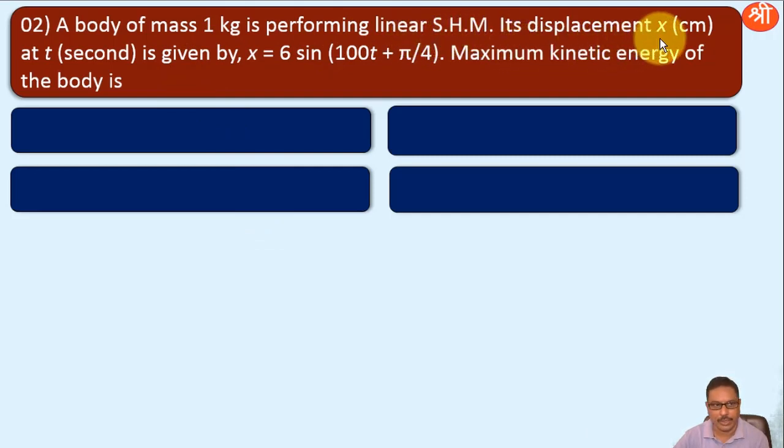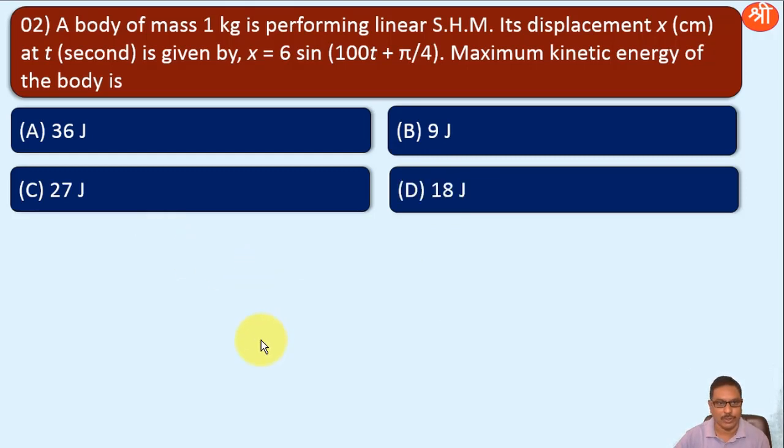Its displacement x centimeter at t second is given by x equal to 6 sin(100t plus pi by 4). Maximum kinetic energy of the body is, and the options are A 36 joule, B 9 joule, C 27 joule, D 18 joule. Now how to solve this? We have to find out maximum kinetic energy.